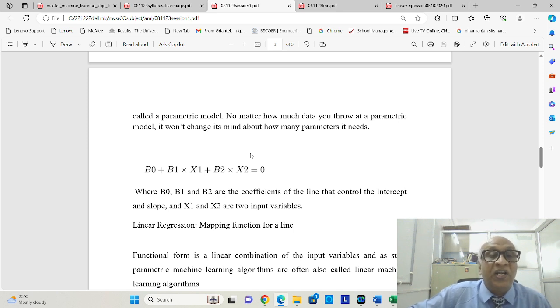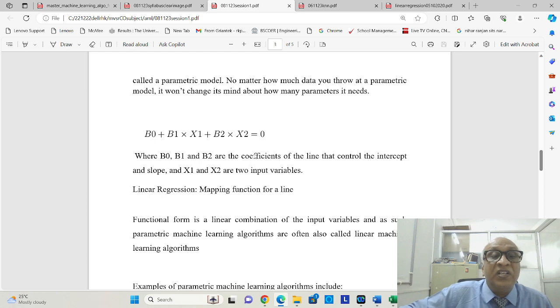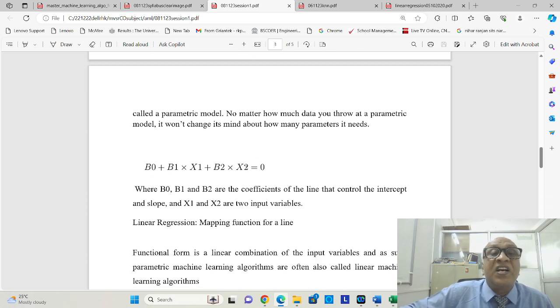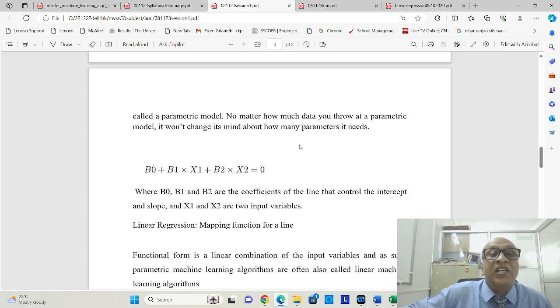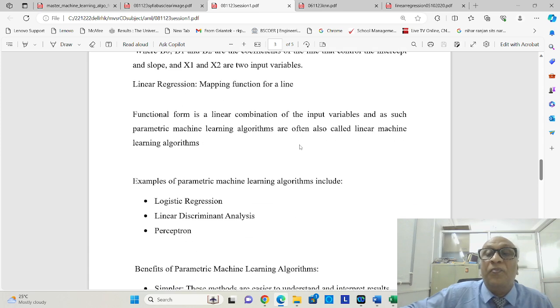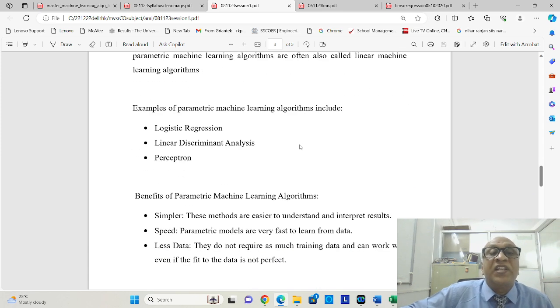So, mapping function to a line. You have this linear relationship: b0 plus b1 x1 plus b2 x2 is equal to 0. Here, b0, b1, b2 are the coefficients of the line, which control the intercept and slope, while x1 and x2 are the input variables. This kind of algorithm falls under the category of parametric models.